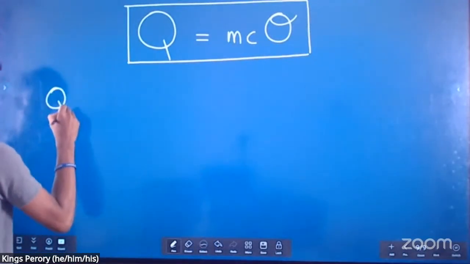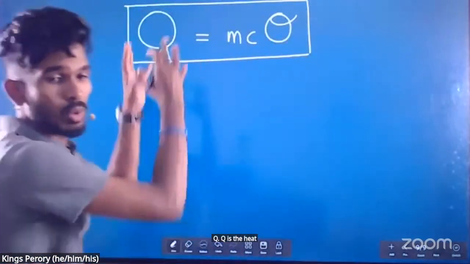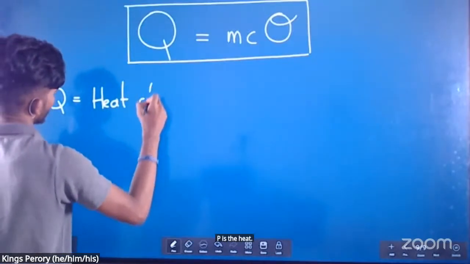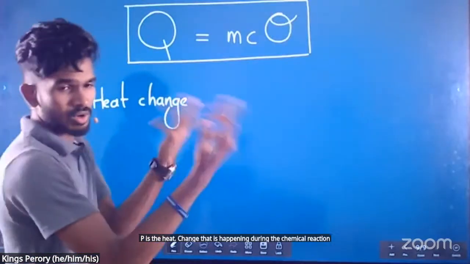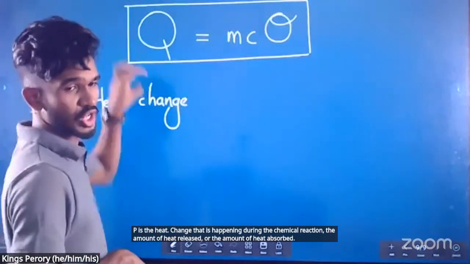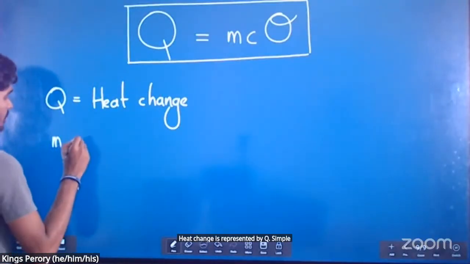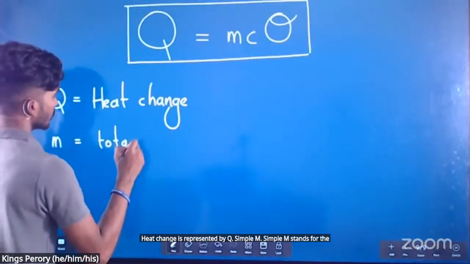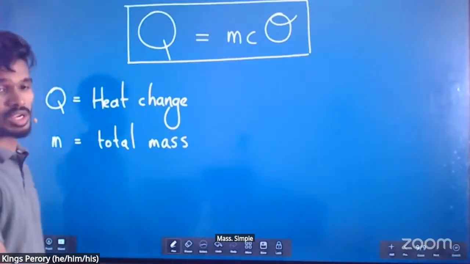Q. Q is the heat change. That is what we are calculating. Q is the heat change that is happening during the chemical reaction, the amount of heat released or the amount of heat absorbed. Heat change is represented by Q. Simple M stands for the total mass.